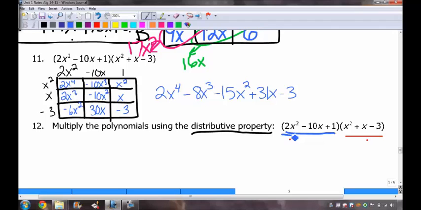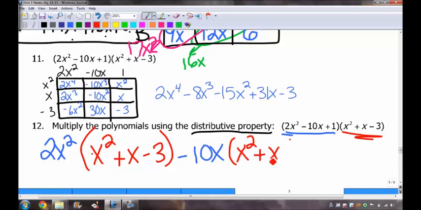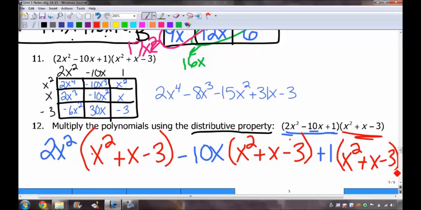So see this 2x squared to begin with? I'm going to write down that I'm going to distribute it to everybody inside of the second set of parentheses. So I'm going to multiply it by x squared plus x minus 3. And then I'm going to do the same thing with this negative 10x. Distribute it through to the x squared plus x minus 3. And then lastly, I'm going to do the same thing with the 1. Again, I'm getting these numbers from the numbers in this trinomial. So I'm going to have 1, and then x squared plus x minus 3. All right? And then once I've done that, the rest is easy.